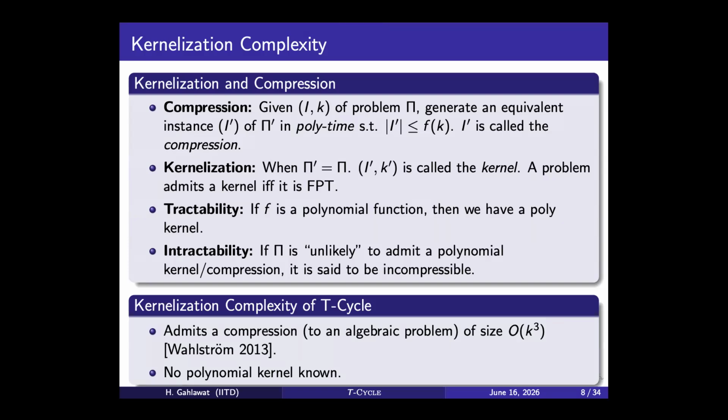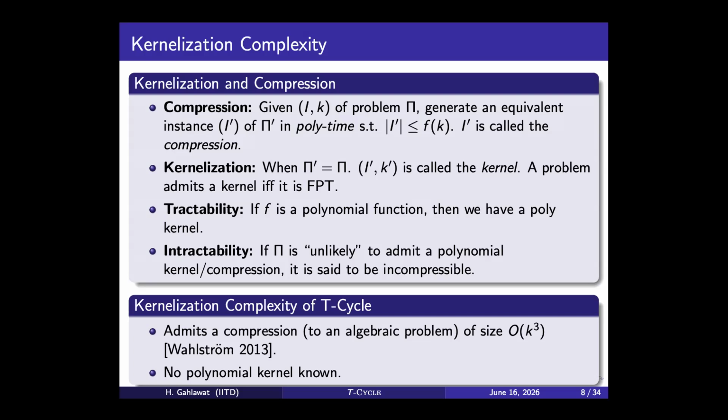And this is a very interesting problem, terminal cycle, because this is the only natural problem that is known to admit a polynomial compression, but a polynomial kernel is not known. We do not know any other such problem. In fact, already in 2013, Wallstrom gave a compression of this problem to an algebraic problem, which is not in NP. So the compression goes to this problem of size k cube, but you cannot go back because this problem is not in NP. So we know that there exists a compression. But since then, it has been an open question whether this problem admits a kernelization.